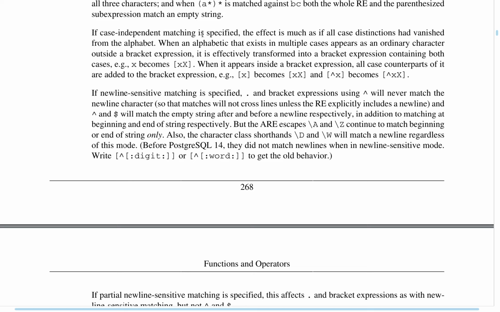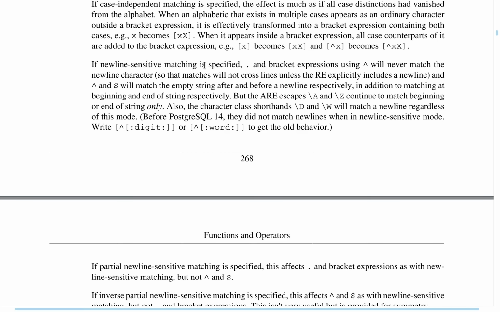If case-independent matching is specified, the effect is much as if all case distinctions had vanished from the alphabet. When an alphabetic that exists in multiple cases appears as an ordinary character outside a bracket expression, it is effectively transformed into a bracket expression containing both cases. For example, x becomes [xX]. When it appears inside a bracket expression, all case counterparts of it are added to the bracket expression. For example, [x] becomes [xX], and [^x] becomes [^xX]. This is for case insensitive matching.